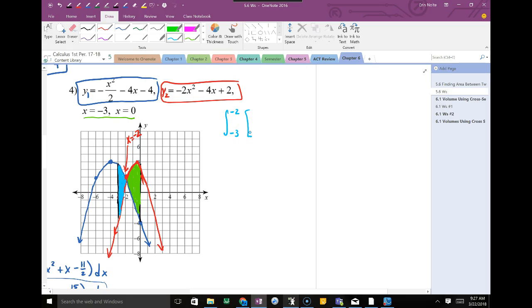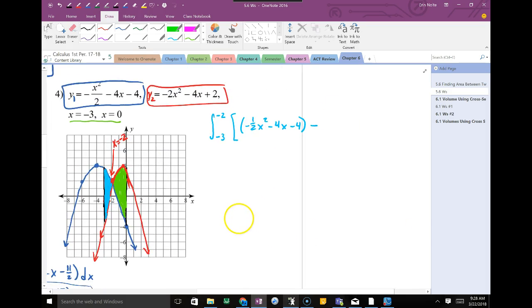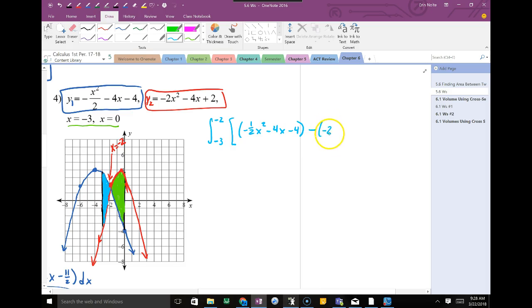So what is my top equation? They're both negative x squared. The y1, the blue one, right. So it's going to be -1/2 x squared minus 4x minus 4. And we're going to subtract the red one. The red one is on the bottom there. -2x squared minus 4x plus 2, dx. Okay, so let's just really quickly simplify that because that looks so giant and scary.